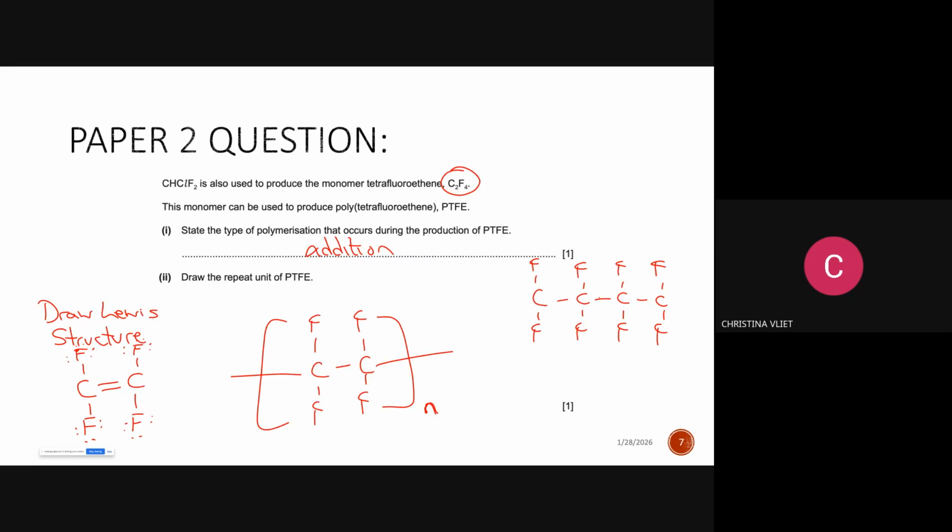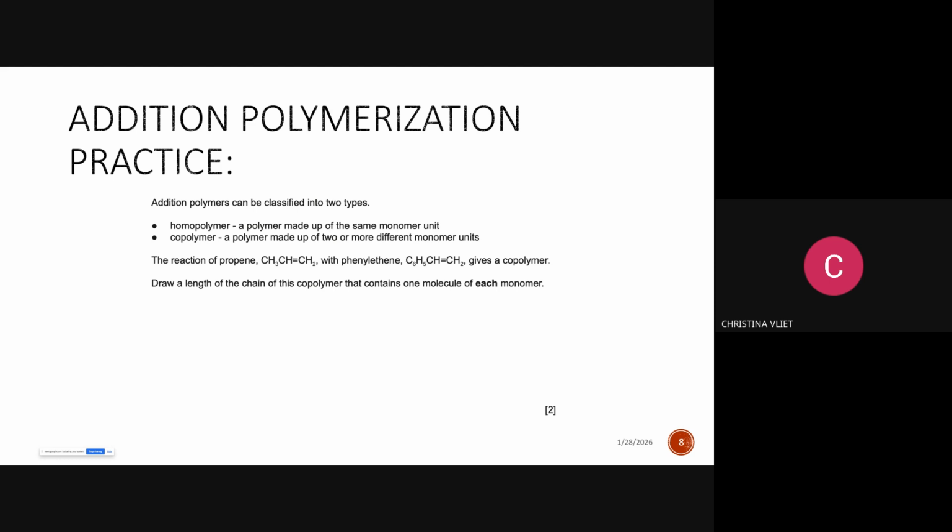All right. So this is what we did before. Now we're going to start getting to new information, like how can we twist it. So first thing is, this is actually a paper 4 question, and it's also with addition polymerization. It says, addition polymers can be classified into 2 groups. Either homopolymers, which they have to define for you because it's not part of the objectives, so this is a polymer made up of the same monomer unit over and over again, and a copolymer, which is a polymer made up of 2 or more different monomer units.